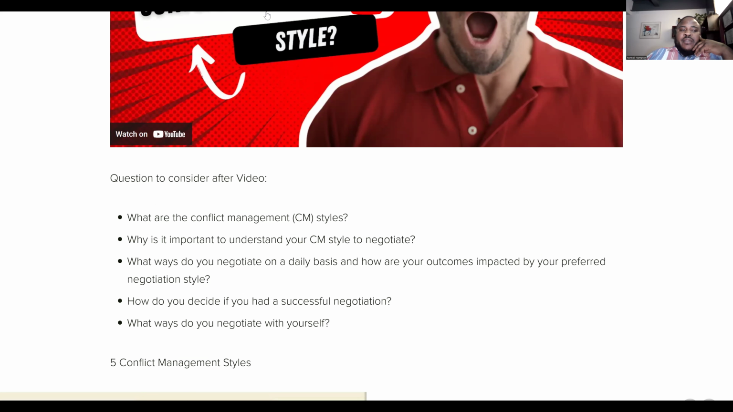I see Claudia responded in the chat to this. The ways I negotiate on a daily basis are to collaborate with others and their perspectives, and I also negotiate with myself to get what I think is the best option for me, while disregarding anyone else's wants or needs. It looks like Melissa also responded to this question.